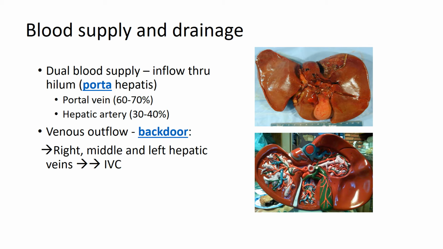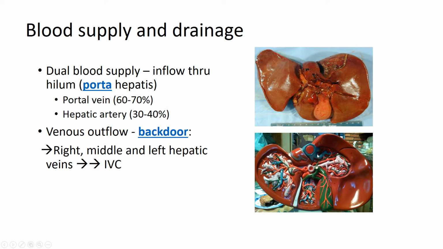Of course, there should be an outflow, right? You have an inflow, you have to have an outflow. Otherwise, it will cause a lot of problems with the liver. So the venous outflow comprises the right, the middle, and the left hepatic veins, which then connect to the inferior vena cava, and blood gets back to the heart.